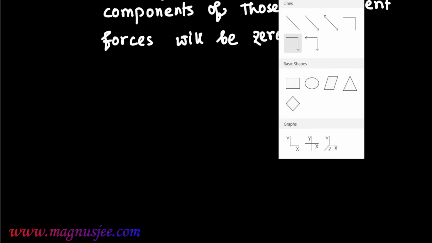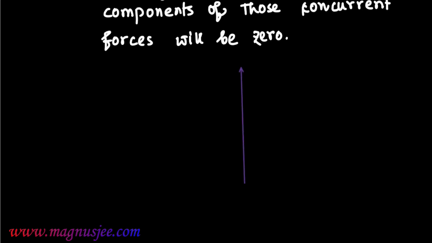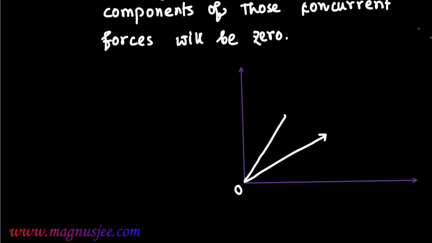Now, if we represent the y-axis, we can draw the diagram in which two concurrent forces are acting. This is y-axis and this one is x-axis. Horizontal axis is x-axis. Now, two concurrent forces are acting at the common point O. And these two concurrent forces are vector F1 and vector F2, which are acting at the common point O.